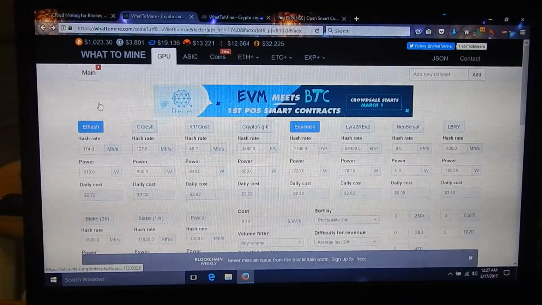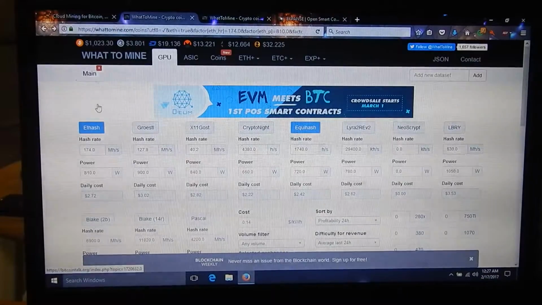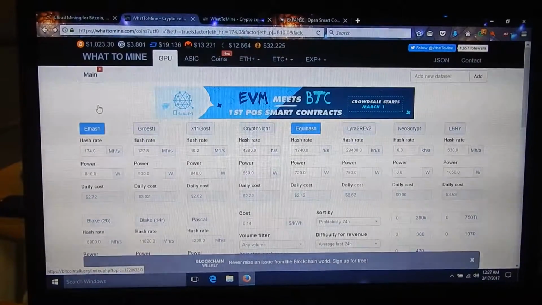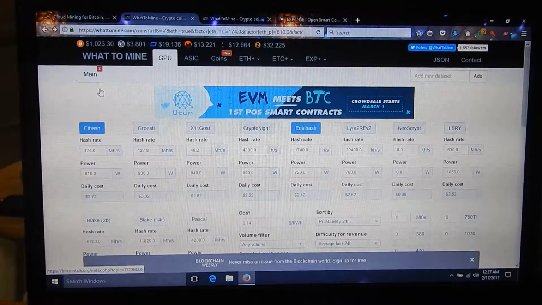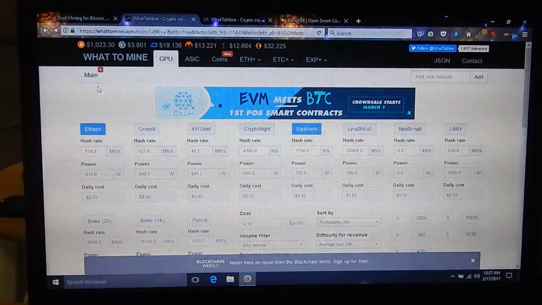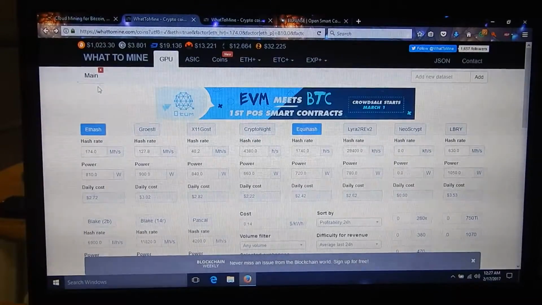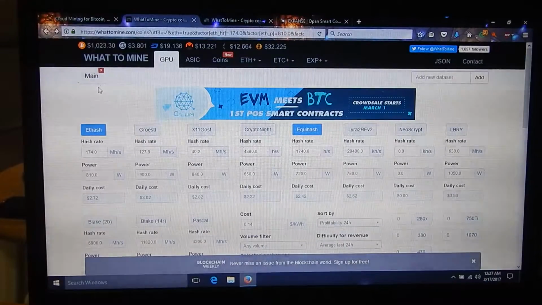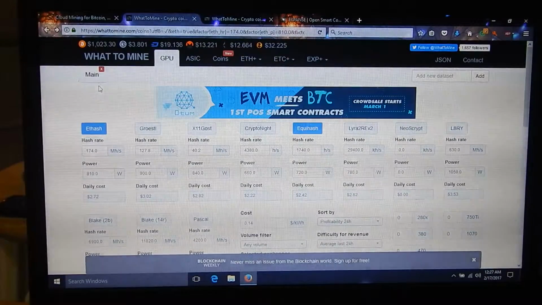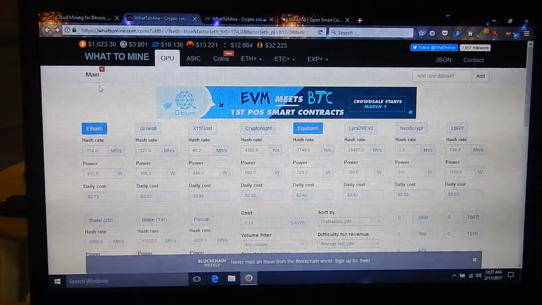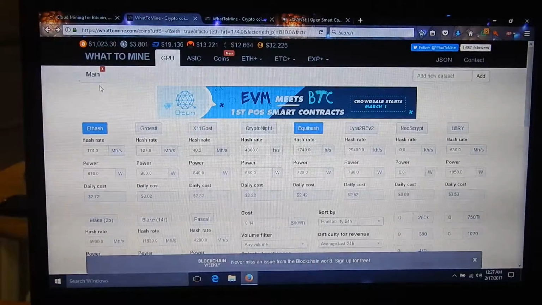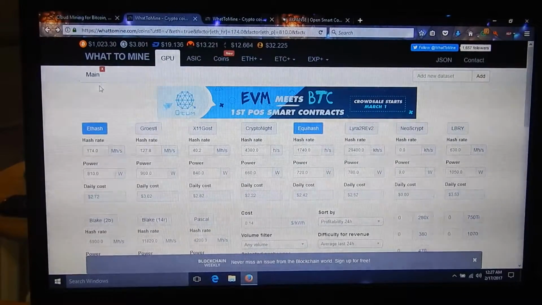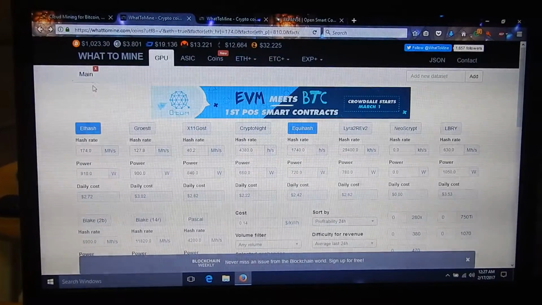Hey guys, this is one of the websites I check from time to time to make sure that I'm mining the most profitable coin with all my mining rigs. Now, when you're mining, you don't necessarily have to be mining the most profitable coin in order to come out with the most profit. Because the coins you mine, you hold on to them, and in the future they're worth a lot. It could be more profitable mining something that's a lot cheaper.